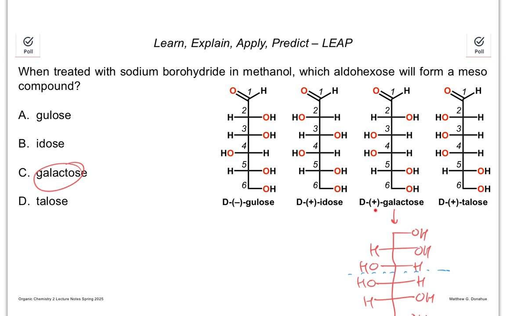So you can see by this sign, it says D plus galactose. The plus means it's rotating the light clockwise in the polarimeter. If you run this reaction and stick this alcohol, this polyol, in the polarimeter, what's its specific rotation going to be? It'll be 0. So a meso compound, even though it has stereocenters, the internal mirror plane will render the specific rotation 0.